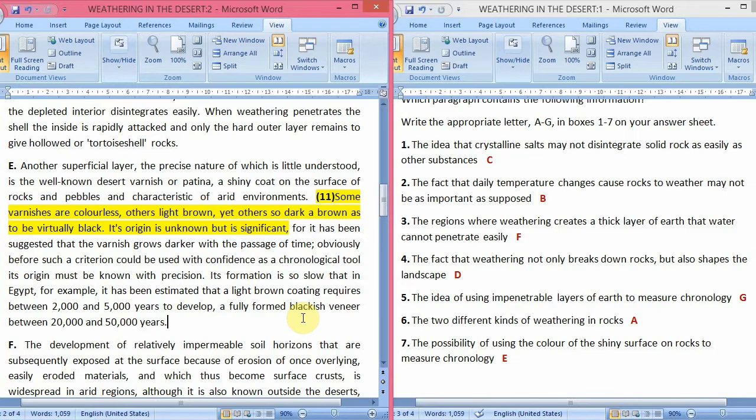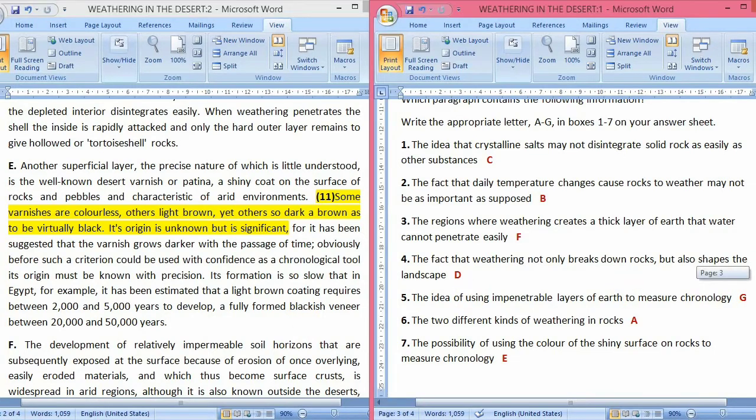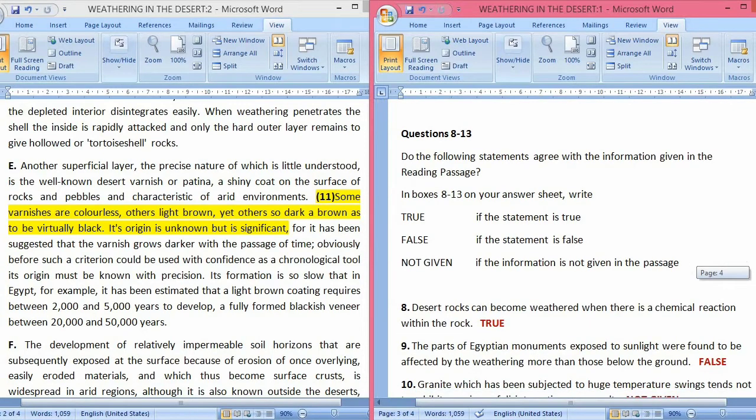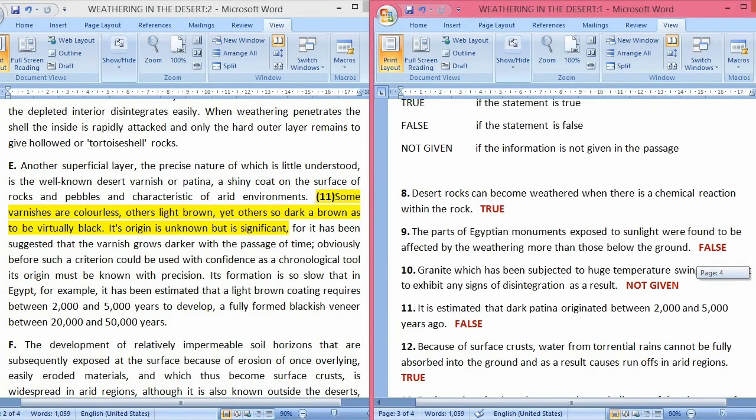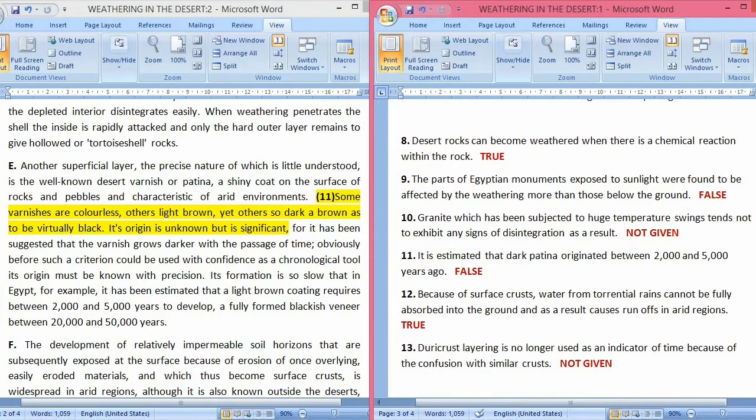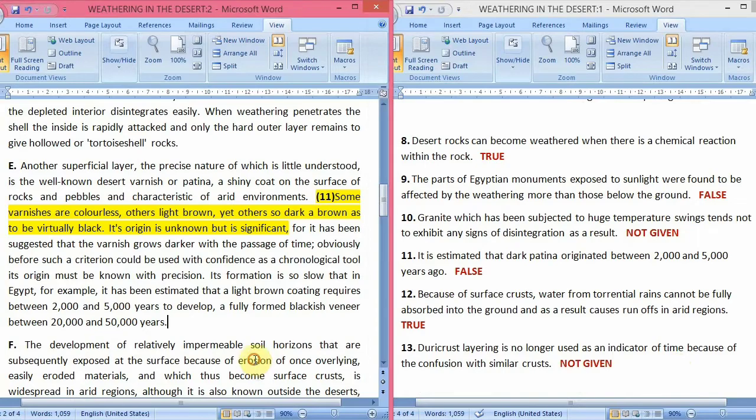So now the first 7 questions are over. Now let's proceed to the questions 8 to 13. So these are true, false, not given. Eighth question: desert rocks can become weathered when there is a chemical reaction within the rock. So, rocks can become weathered even when there is a chemical reaction happening within the rock.